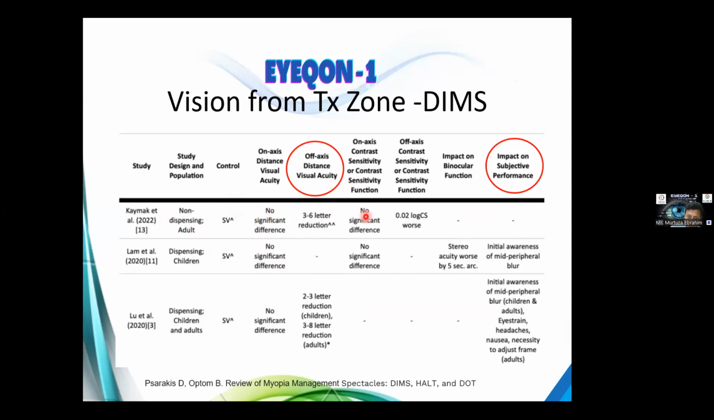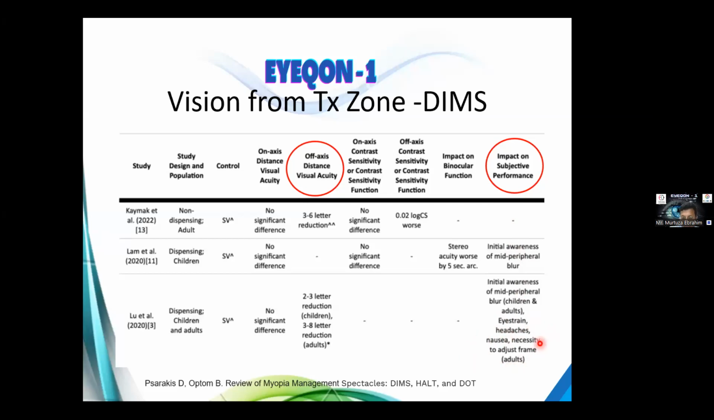There was a review done in the review of myopia management, and it came up with a very interesting finding. Off-axis distance visual acuity showed a reduction of 3 to 6 letters in one study, and a study done in 2020 showed a 2 to 3 letter reduction in children and a 3 to 8 letter reduction in adults. We need these values because for children, the initial awareness is just peripheral blur in subjective performance. But for adults, there may be eye strain, headache, nausea, and a necessity to adjust to the spectacle.